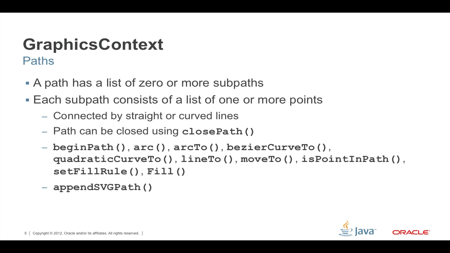In terms of using this, we create a new path by calling the begin path method, and then depending on how we want to create lines, we can use things like arc or arcTo, we can use Bezier curve or quadratic curve to construct more complex curves, lineTo for straight lines, and so on. We can also do things like filling a closed path with a particular color. We can check whether a point is within the path that we've defined, and we can also append a scalable vector graphics path to the path that we're defining.